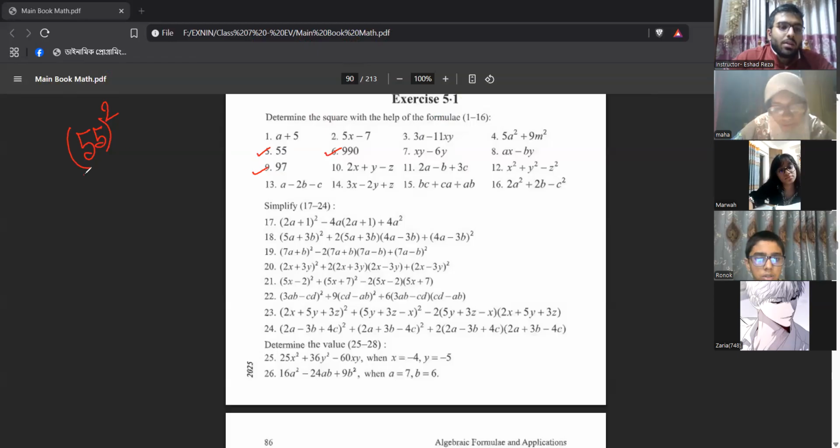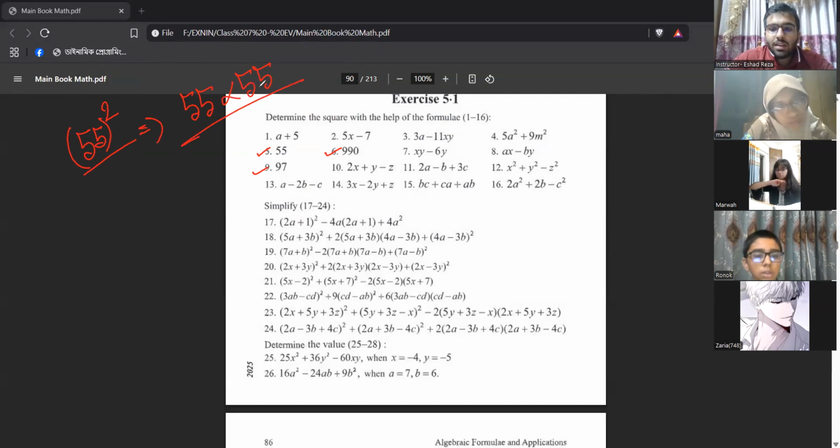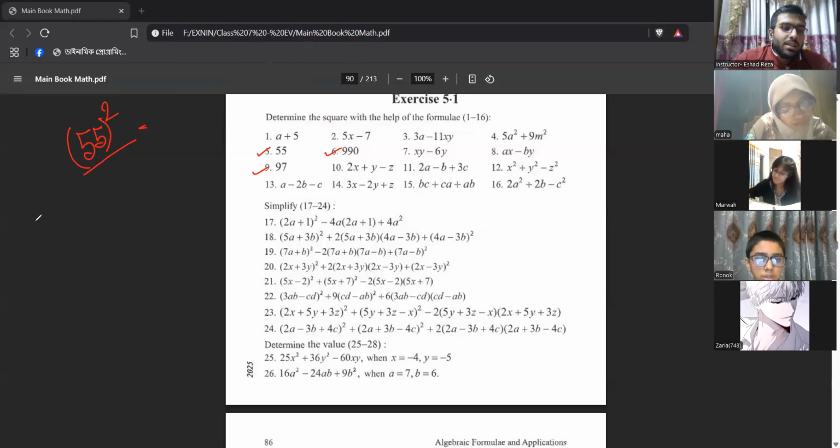So 55² is basically 55 times 55. And you can definitely find the multiplication, but they're telling you to use the formula. Why? Because there's an easy way to find this without writing 55 times 55. Because instead of 55, if you write 50 plus 5, things are going to get easier. Why? Because you know that 5 squared is 25. This is kind of memorized.